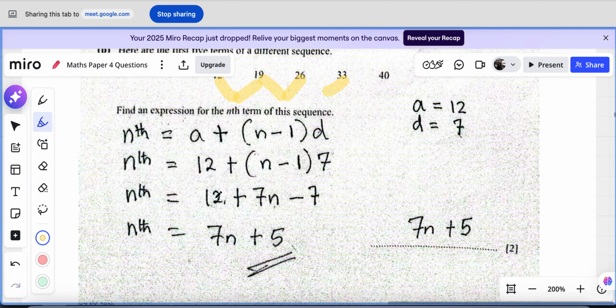So the n-th term equals 12 plus, you now use this 7 outside to multiply the bracket. You expand this bracket by saying 7 times n, you get 7n. 7 times minus 1, you get minus 7. So you get 12 plus 7n minus 7. Now you collect like terms, which means 12 minus 7, you get 5. The 7n, you write it first, then 12 minus 7, you get 5. So this will become our n-th term of the sequence: 7n plus 5. You get 2 marks if you're able to do this.